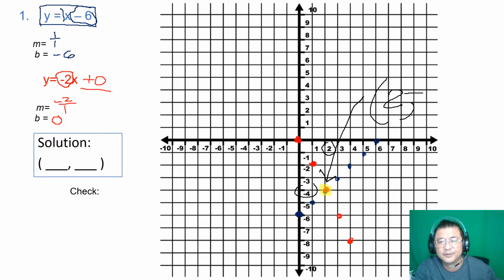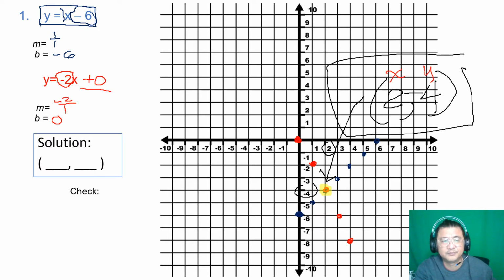Negative 4. So 2, negative 4 is our solution, meaning your x will be 2 and your y will be negative 4. So let's write down our answer first. 2 comma negative 4. This will be my x and this will be my y. So let's check if it really works.